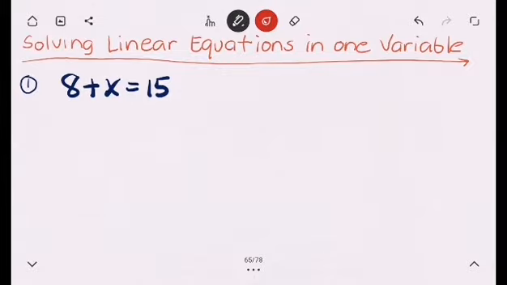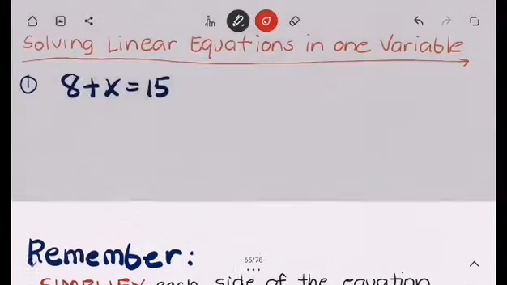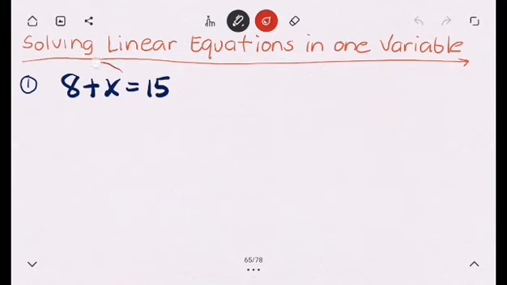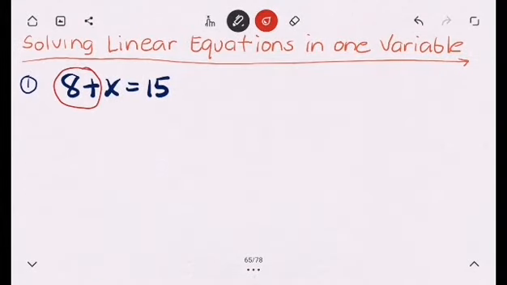Okay, so in this case, pwede na nating laktawan yung first step na simplify kasi wala naman tayong mai-distribute o kaya mai-combine na like terms. So, ang pwede na lang natin gawin is yung second step or yung move one variable to one side of the equation. So, although nasa one side na siya ng equation at isa lang yung variable, ang susunod na nating step ay isolate. So, dapat ang matira sa left side ay si variable na x. So, paano natin gagawin yon?